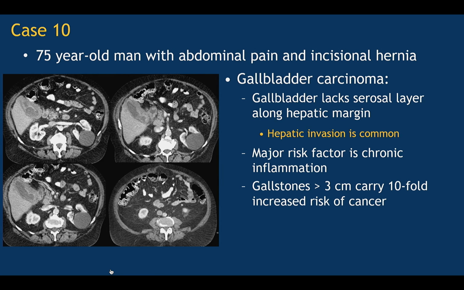Interestingly, the gallbladder lacks a serosal layer along the hepatic margin, so we commonly see hepatic invasion. The low attenuation involving the adjacent liver in this case was actually secondary to contiguous extension. A major risk factor for the development of gallbladder cancer is chronic inflammation, and gallstones larger than 3 centimeters carry a 10-fold increased risk for the development of gallbladder cancer.